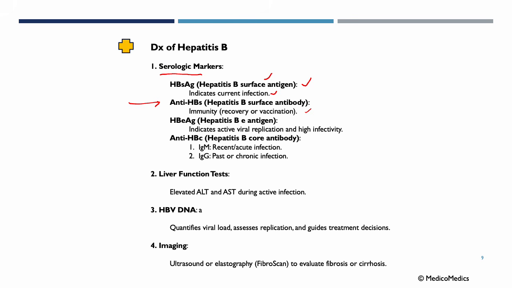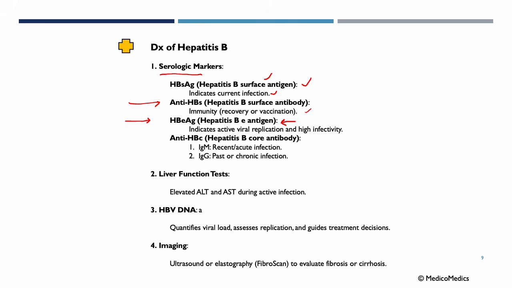Then we have the hepatitis B E antigen. The E antigen is a marker of active viral replication, with high levels of infectiousness. It is secreted by cells infected with hepatitis B, and it is found in the blood when the virus is multiplying. So the presence of the E antigen suggests to us that the infected individual has a higher potential to spread the virus to others, for example, through blood or body fluids.